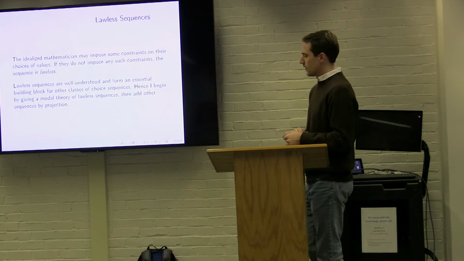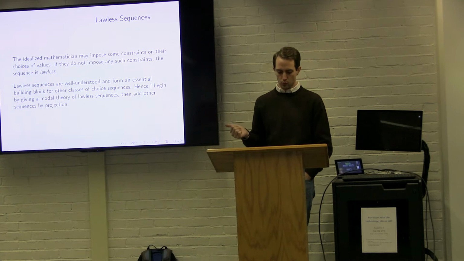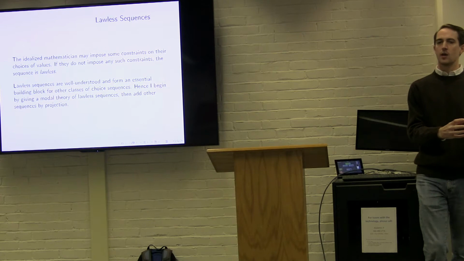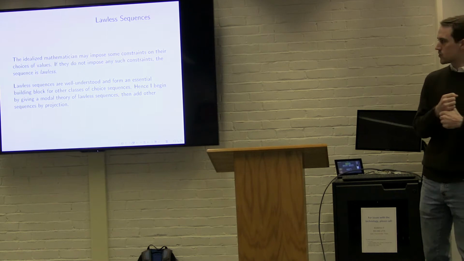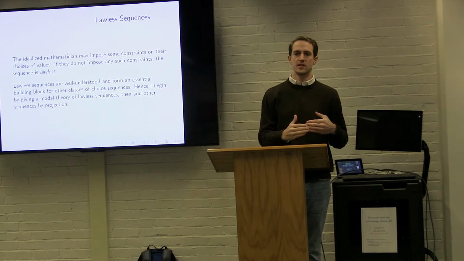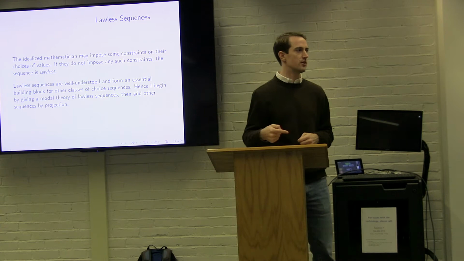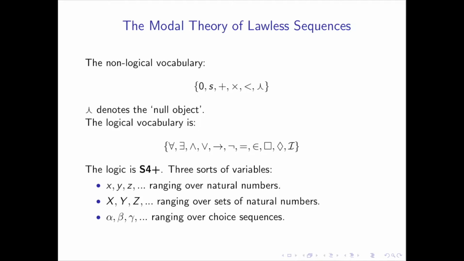And I want to start with this for two reasons. First of all, it's a pretty well understood body of choice sequences from the intuitionistic viewpoint. And it forms a fundamental building block to which you can add other choice sequences. So I'll start by giving you a theory of lawless sequences. Then I'll add a comprehension axiom that will show us how to get other sequences on top of that. And then once we have those other sequences, that's when we can start defining these notions from analysis and so on. So for lawless sequences, here's our vocabulary.